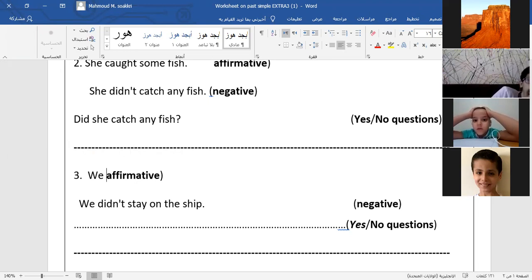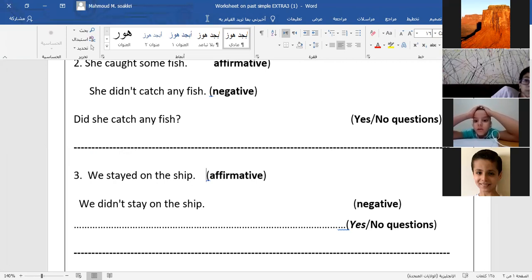When we cut didn't, we use verb two. Stay is verb one. So what is the verb two from stay? It's stayed. So we say we stayed on the ship. But not didn't, because didn't is in a negative sentence, and we are changing from negative into affirmative. Thank you. Students, when we change from negative to affirmative, we cut didn't and we use verb two.